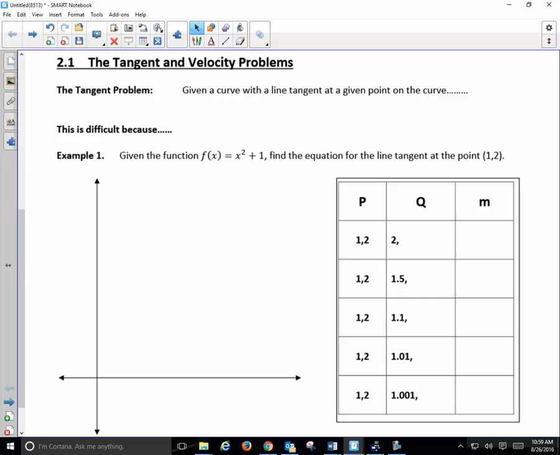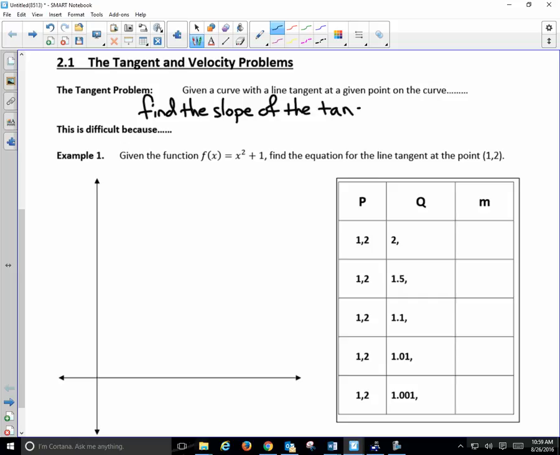Given a curve with a line tangent at a given point on the curve, find the slope of the tangent line. That's our goal, to be able to find the slope of the tangent line today.